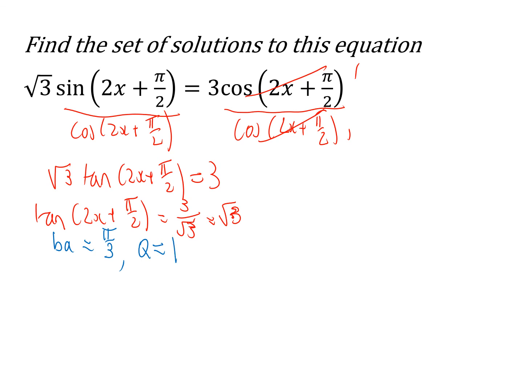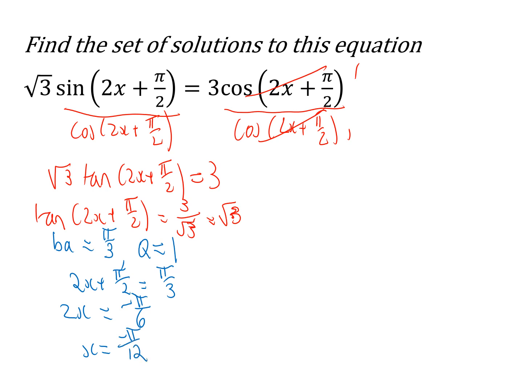And now I can begin my general solution. Don't forget you're solving for the argument to begin with. 2x plus pi on 2 is equal to pi on 3. Okay, solving for x, so subtracting by pi on 2. So pi on 3 is equal to 2 pi on 6 minus 3 pi on 6 makes it minus pi on 6. Okay, dividing it through by 2 gives me one solution, minus pi on 12.